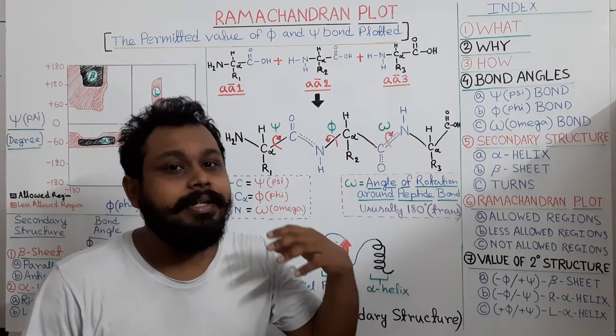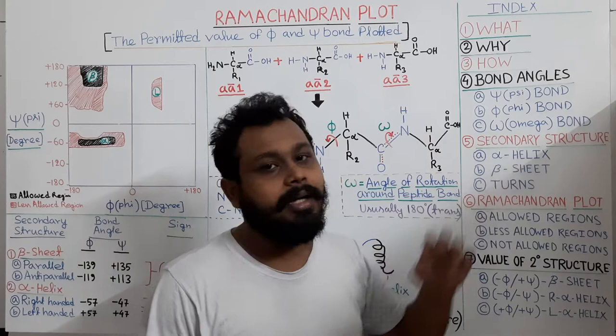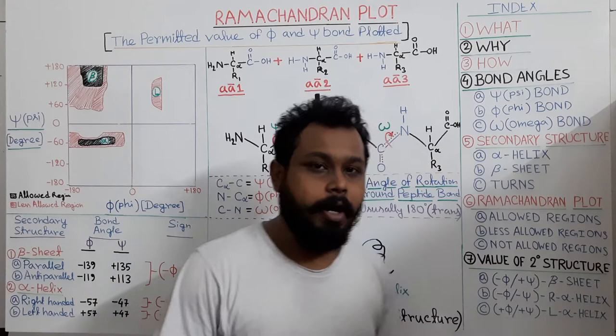We will also discuss the relation between the different bond angles of proteins and this Ramachandran plot, and how we can get an idea about the secondary structure of a protein from it. All of this we will discuss here one by one. So at first we should know what the Ramachandran plot is.